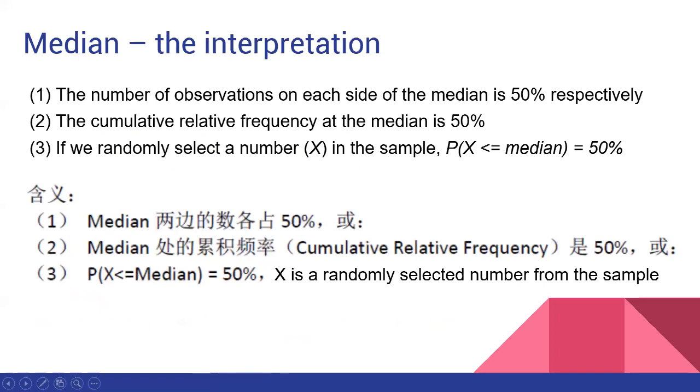So one of the questions is how do we interpret the median? There are three meanings behind the median. First, the number of observations on each side of the median is 50% respectively, right? This is not very difficult to understand because when you calculate the median, we sort all the data in ascending order, from minimum to maximum. And the number in the middle, or the average of the middle two numbers, is called the median.